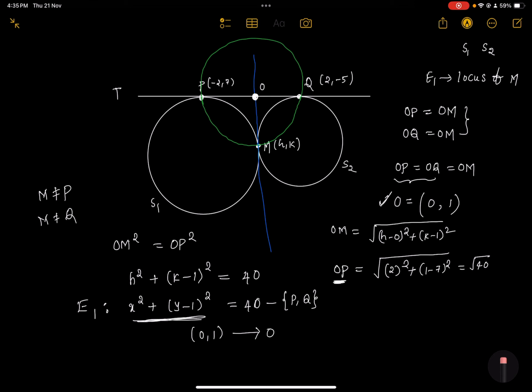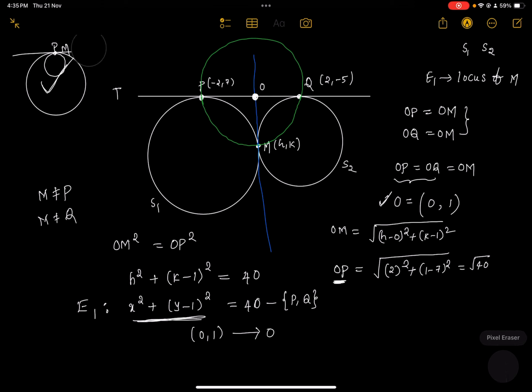Even in the limiting case, P will not be equal to M, because M is the intersection of two circles and P is the intersection of the line with the two circles. So M and P will coincide only when the two circles touch each other internally, and this is M, and the tangent is also drawn here, that will be P. Only in this case P and M will be equal.